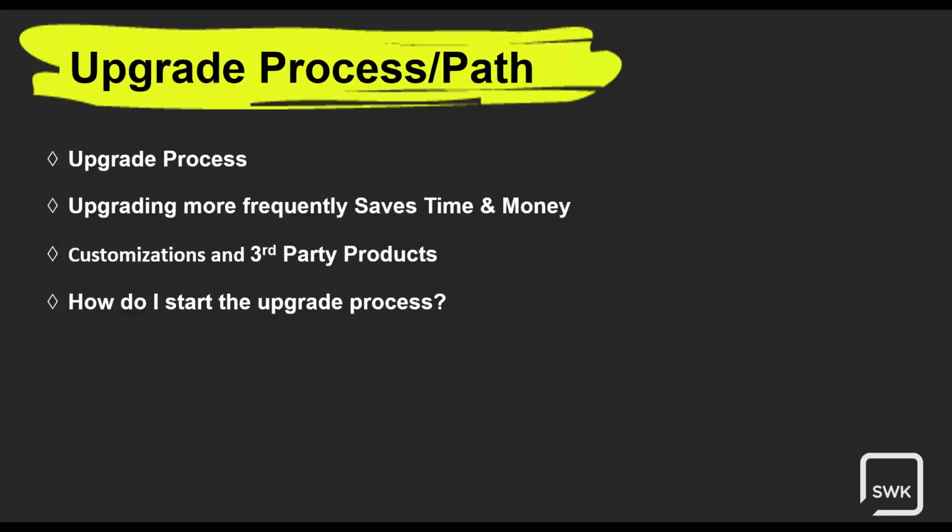Additionally, upgrading more frequently saves you time and money. I know it seems counterintuitive, but it really does. We found that upgrading more frequently definitely saves time and money. For example, if you're on a version below 4.5 right now, we cannot just upgrade you to the current version of Sage 100. It will require us to upgrade you in steps, meaning we're going to have to install a couple versions of the software, and then we're going to have to do a couple data migrations and conversions to get you to the latest version of the software.